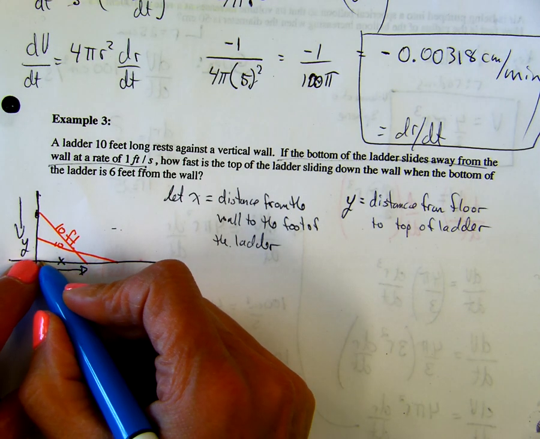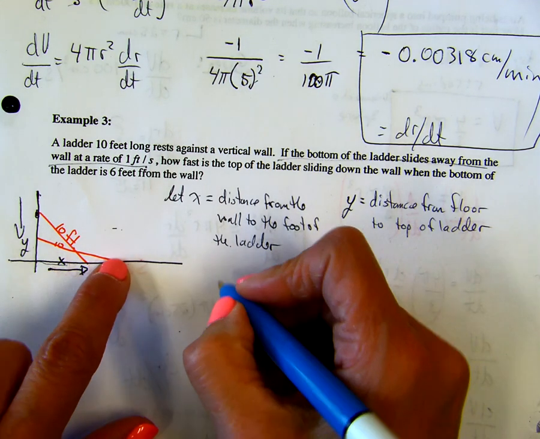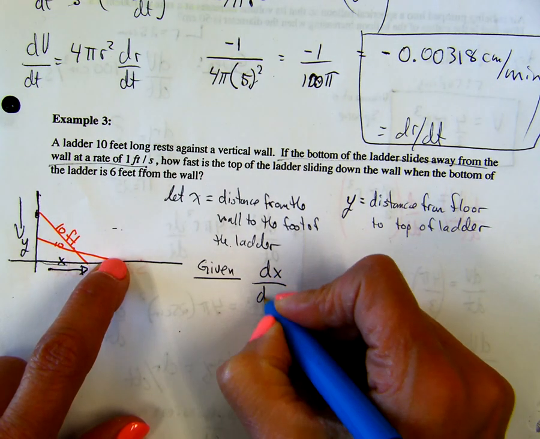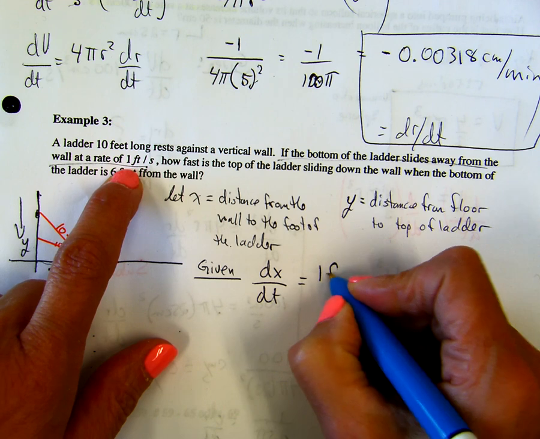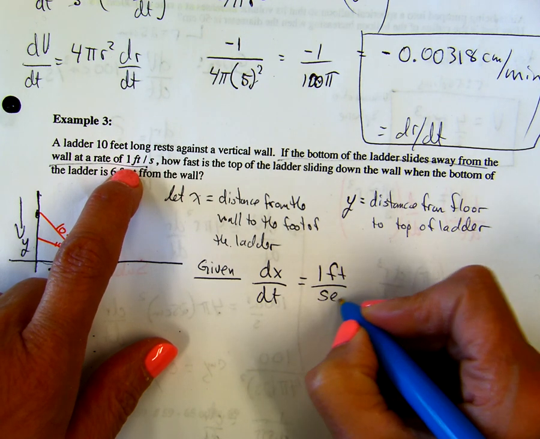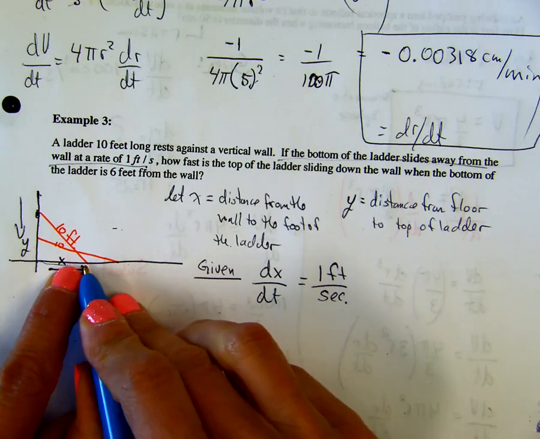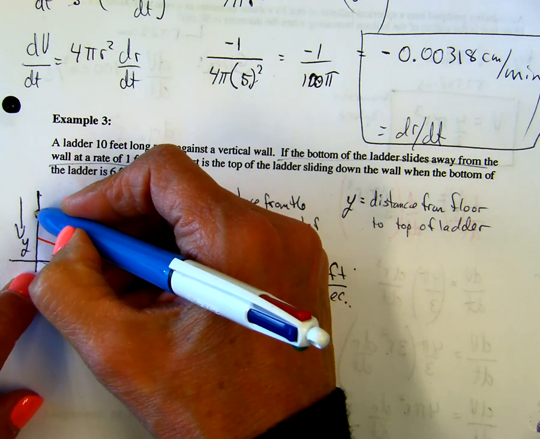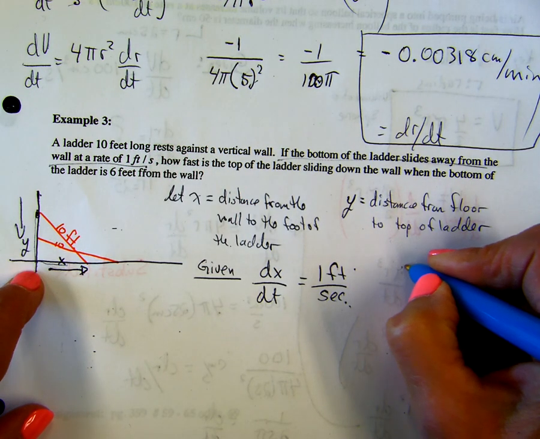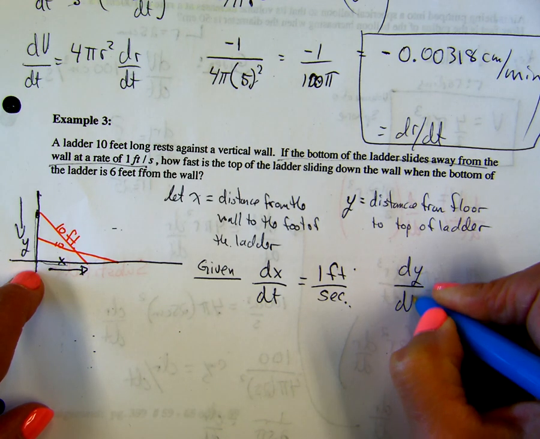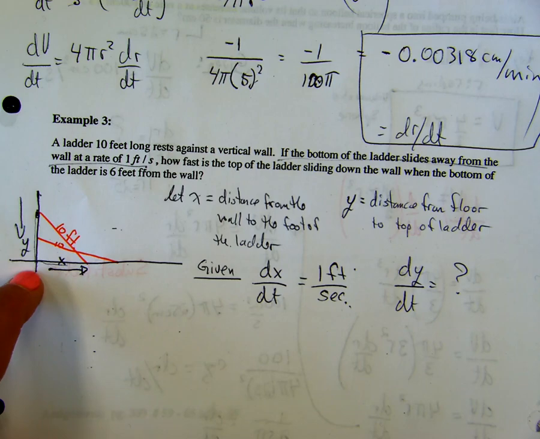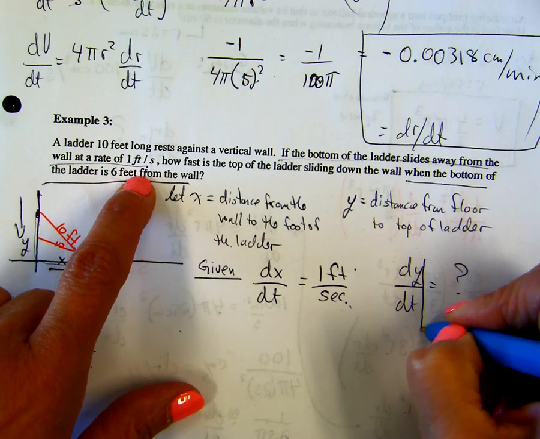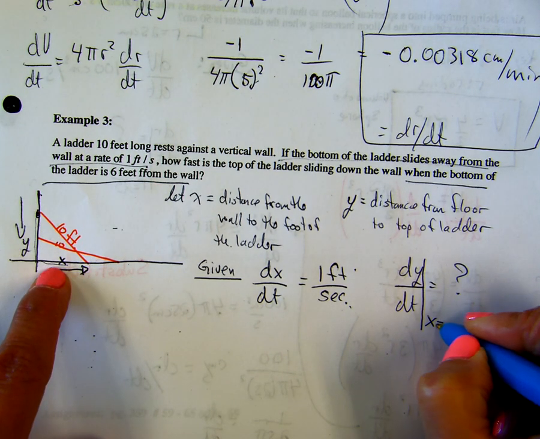Okay, so if the ladder is sliding out, then what am I given? I'm given this information. The change in x with respect to time is 1 foot per second. Right? X was measuring a distance. I've got distance over time. What am I asked to find? Well, I'm wondering how fast the top of this ladder is sliding down. I'm looking to find the change in y with respect to time. Okay, that's the question I need to answer. When the ladder is 6 feet from the wall. So at the moment, x is 6.